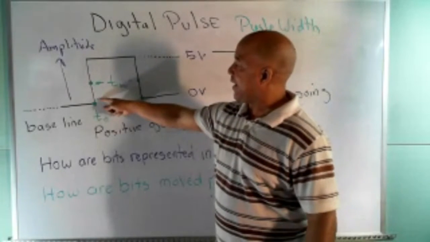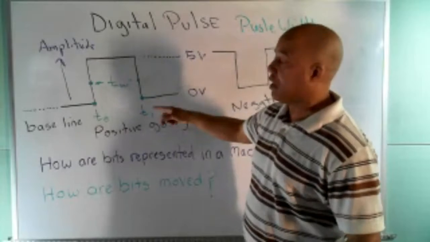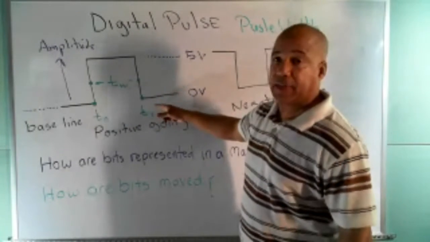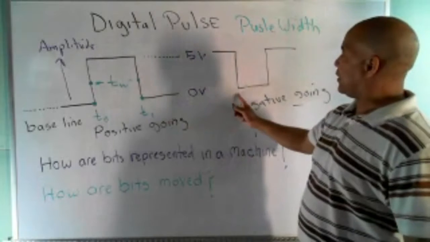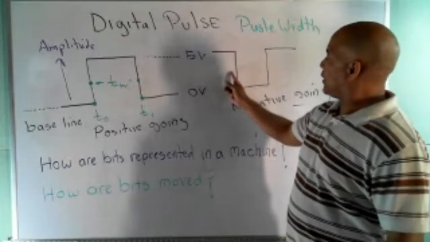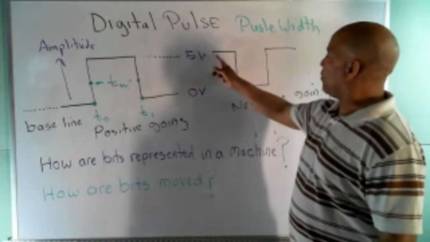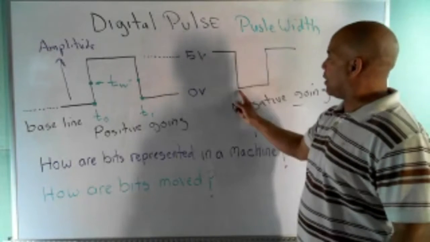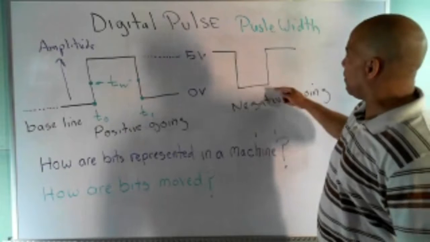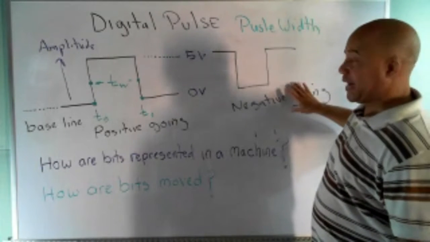This is the leading edge. This is the trailing edge. Or some books will say this is the rising edge. This is the falling edge. And here, again, T0 will be here. T1 will be here. This happens first in time. And here we start off at a high. We go low. We stay low for the pulse width, T sub W, and then we go back up to 5 volts. That's our negative going pulse.